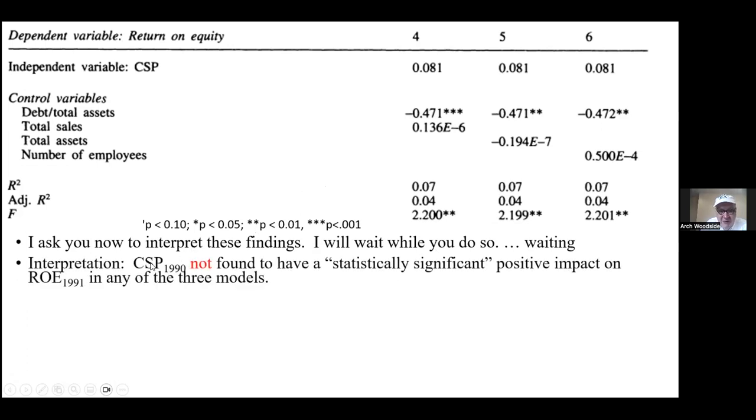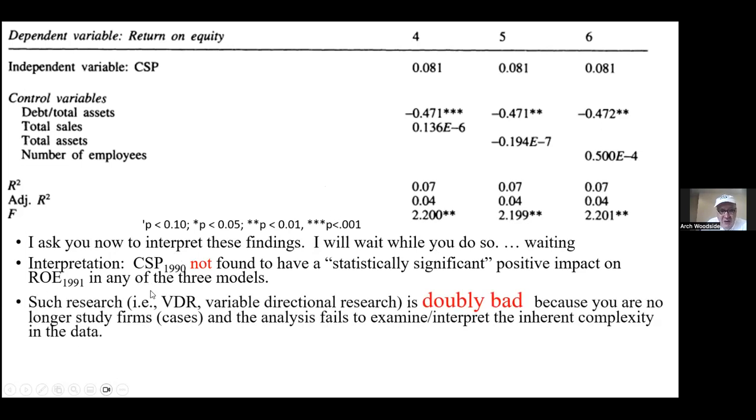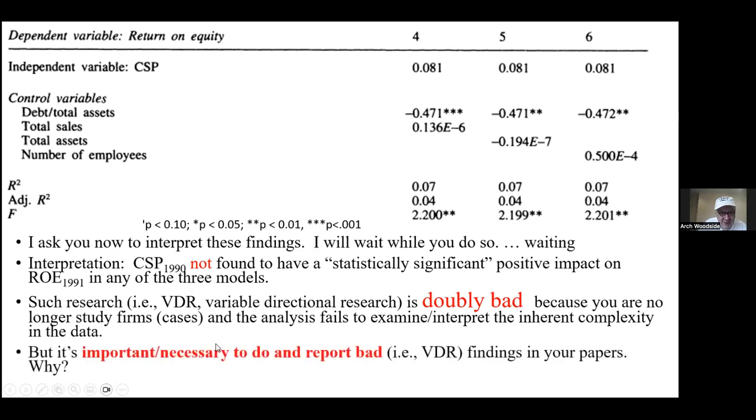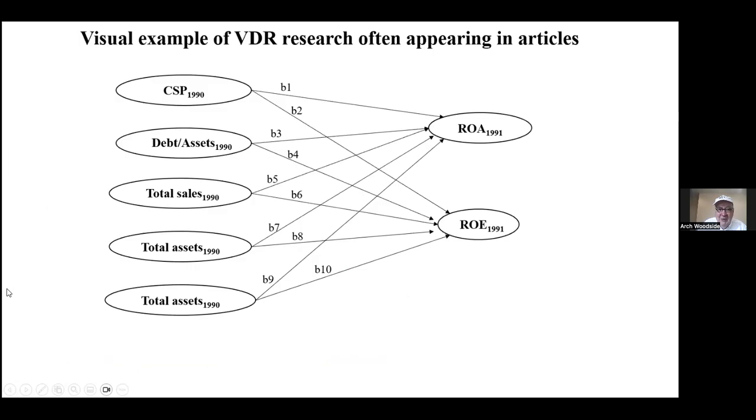The interpretation is CSP 1990 not found to have a statistically significant positive impact on ROE for 1991 in any of the 3 models. And such research is doubly bad because you are no longer studying firm cases, and the analysis fails to examine and interpret the inherent complexity of the data. But it's necessary to do this reporting because that's what everybody does. And if you want to get your work published and accepted, you want to show this. But hopefully you're going to include something good.